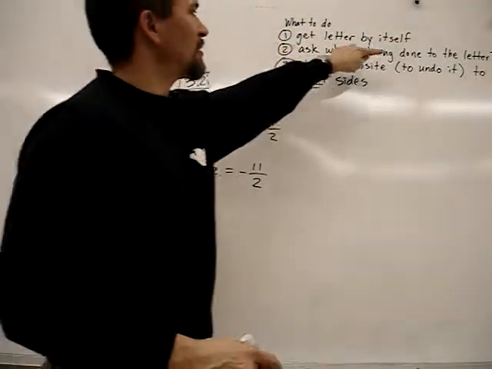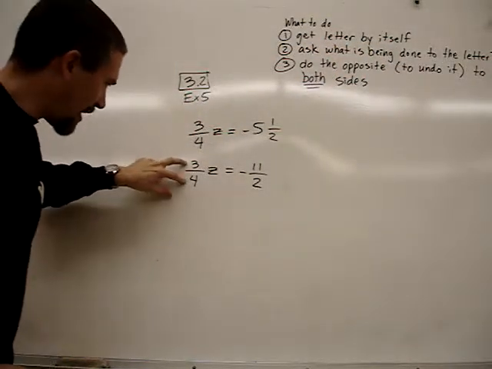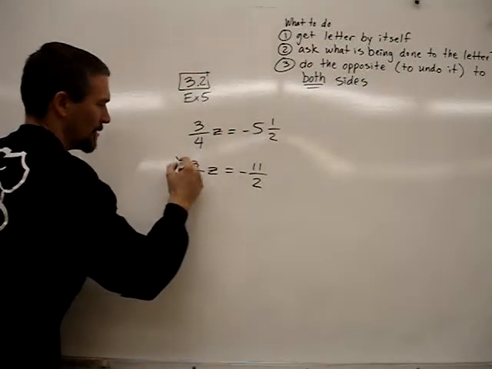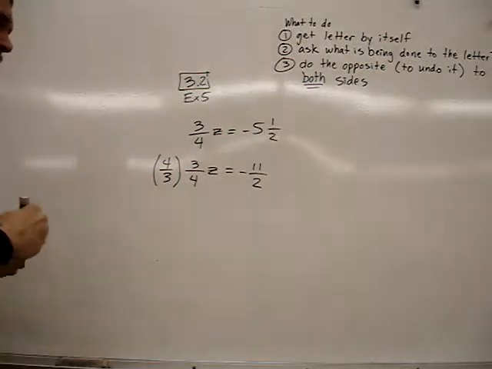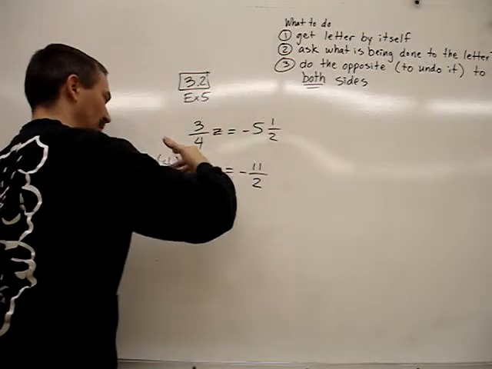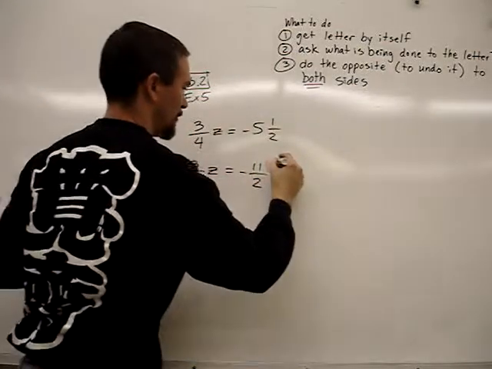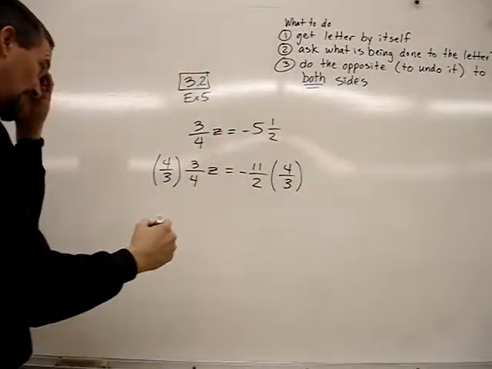What is being done to the letter? It's being multiplied by 3/4. So we need to divide by 3/4, which we know is the same as multiplying by the reciprocal. If you divide by a fraction, it's the same as multiplying times the reciprocal. So before we forget, let's make sure we do it to this side too.